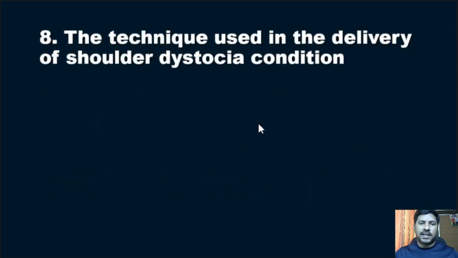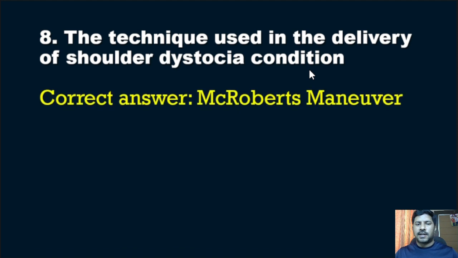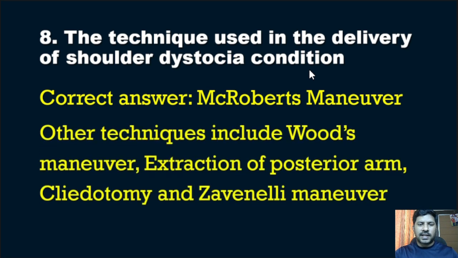Next question. The technique used in the delivery of shoulder dystocia condition. Correct answer, McRoberts maneuver. McRoberts maneuver is used in shoulder dystocia condition. Other techniques include Wood's maneuver, extraction of posterior arm, cleidotomy, and last one, Zavanelli maneuver. So these are the techniques used in shoulder dystocia.